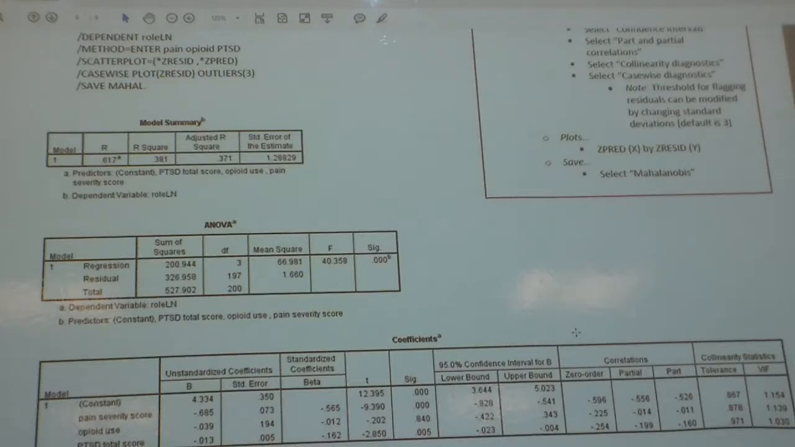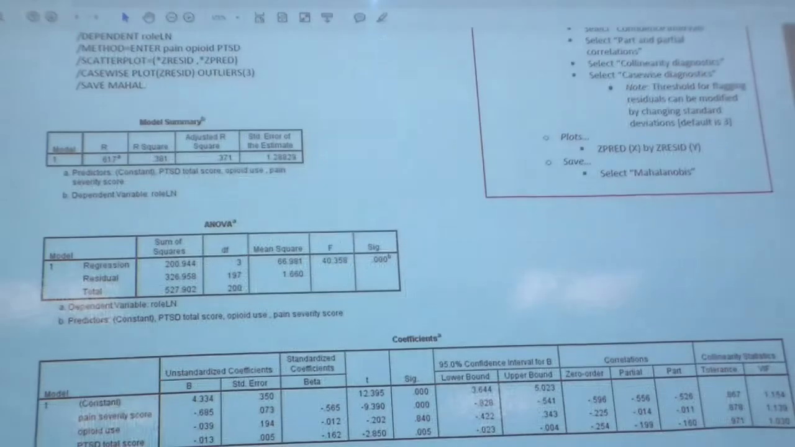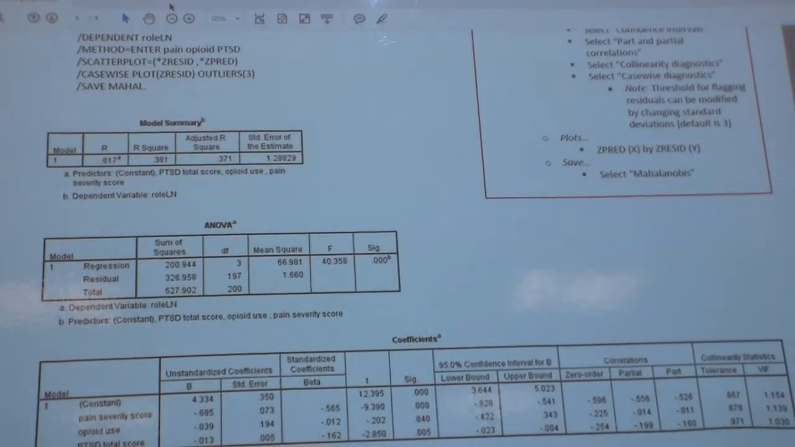What about, Morgan, my pain severity coefficient here, what does that tell me? Are you joking me? I'm sorry, I got really hostile. On edge, my nerves are frayed with technology in this university. So, all right, what does that coefficient tell me?